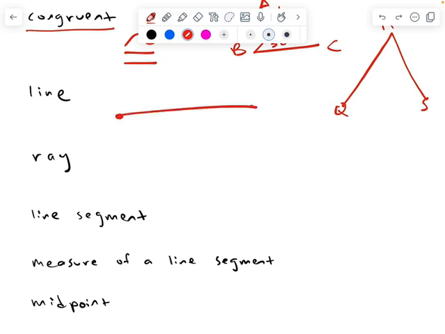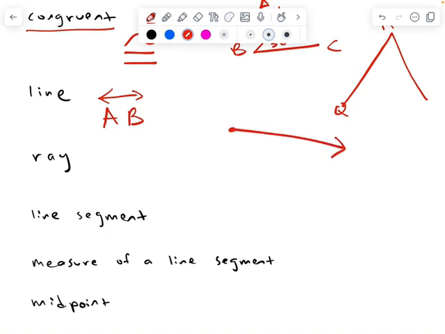Okay, line. If I have something like this, and it keeps on going forever and ever and ever, this is A, this is B, we're going to call this line AB. And the way we write that is AB with a line with two arrows going both ways.